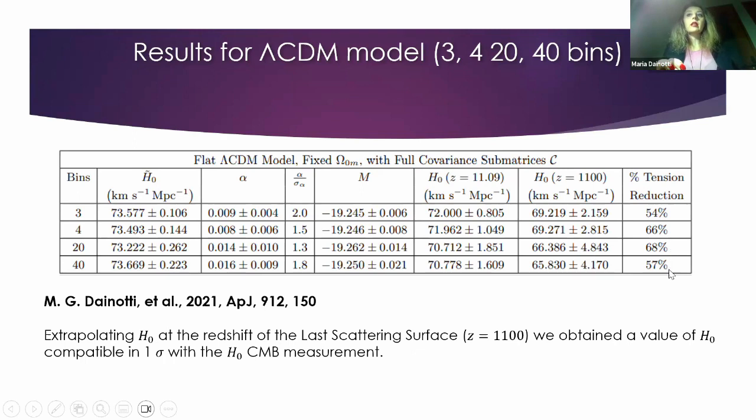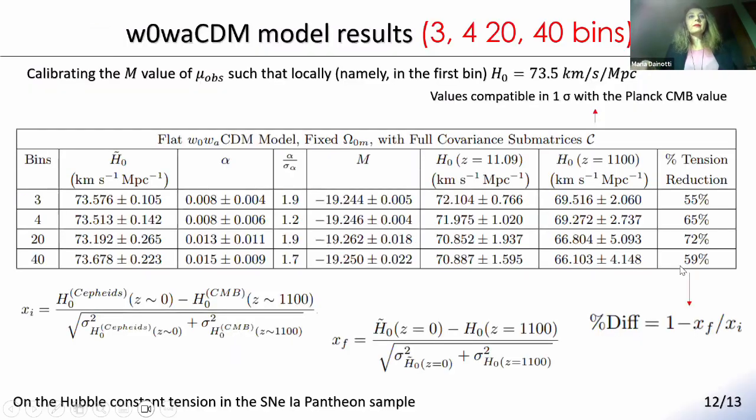at 54, 66, 68, 57% level. So you have a range at least from 54 to 68% in each bin. You have a reduction of this tension. Of course, at larger values of the bins, you have larger error bars. Now, if you consider the flat w0, wa CDM model, then you have a similar reduction of the tension, between 55% and 72%.